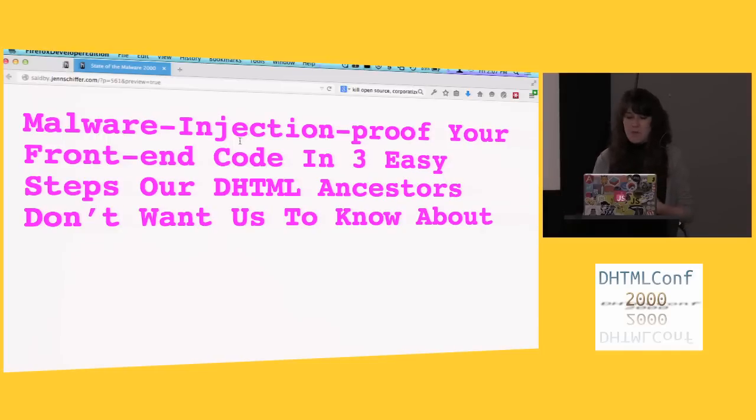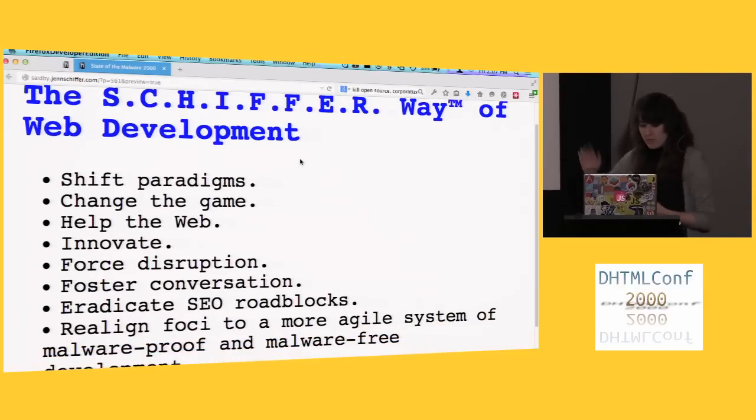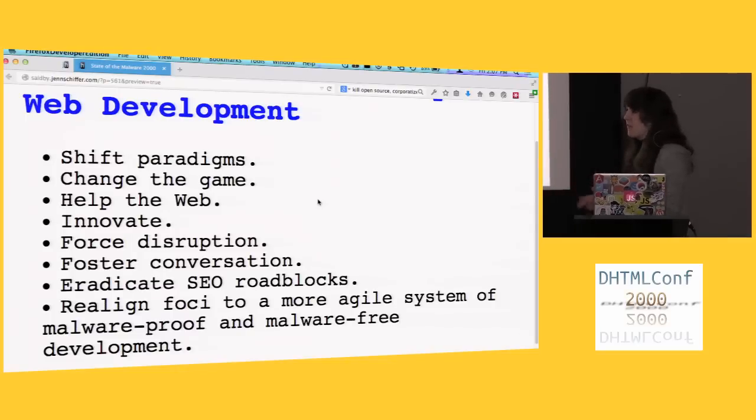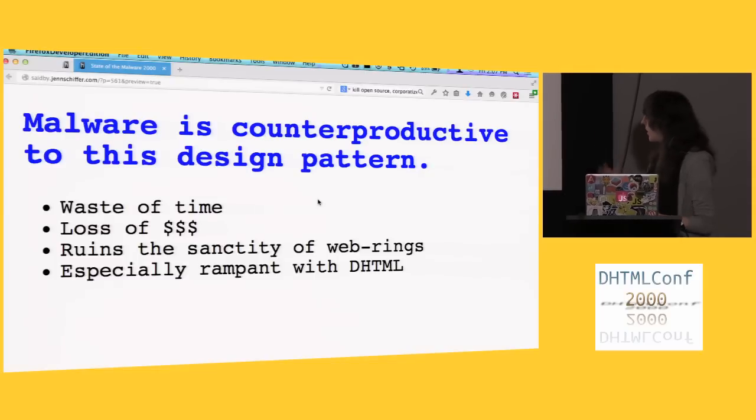So I figured I'd update it a bit, but just to go through a couple of things that I taught in March was the Shiffer way of web development, which is something that I feel like is everyone's goal as a developer, sort of our end game for why we create apps and web development. So I always try to remember these different facets of it, but there's definitely a threat to the Shiffer way of web development, and that is primarily malware. Malware is counterproductive to this design pattern. It's a waste of time. It causes us to lose money, resources. It makes our web rings not look so cool if all of a sudden Chrome's telling you that there's malware on it.